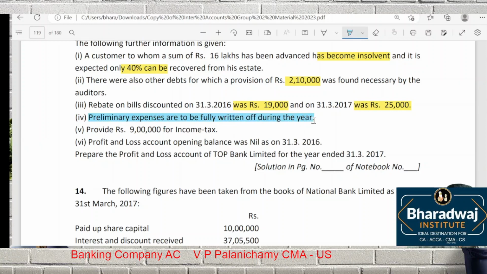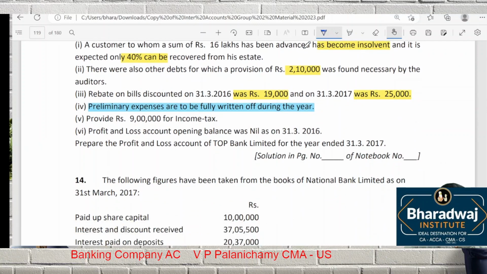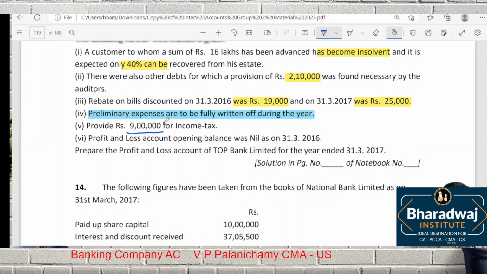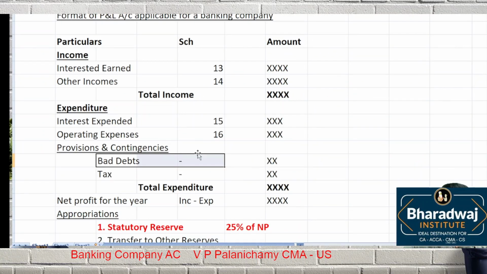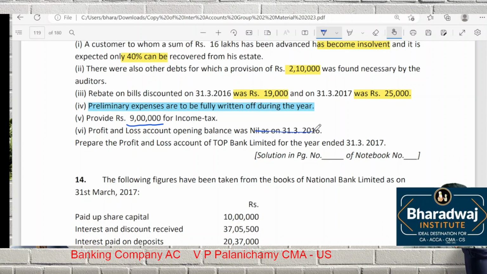Preliminary expenses to be written off fully during the year, which means charge it in the P&L account. That will also come in 16. If that was not given, we would have taken it to the balance sheet. Provide for income tax, that will come in the P&L account. Opening balance is given as 0. Provision for tax will come in the P&L account next. And they've given the opening balance of P&L account as 0.